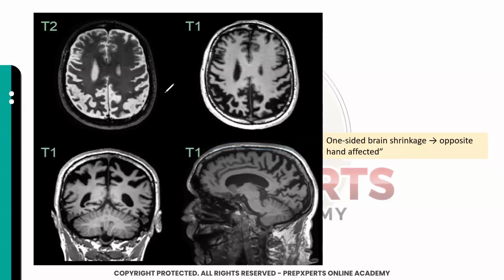Okay, so this is your imaging showing the asymmetric atrophy of the cortical system. So we learned that that is going to be in the frontal and posterior parietal. We can see it in the parietal and posterior frontal. So this is your parietal area that is involved, and this is asymmetric atrophy. This area is more involved. This is one-sided brain shrinkage, opposite hand effect, as I told you earlier.